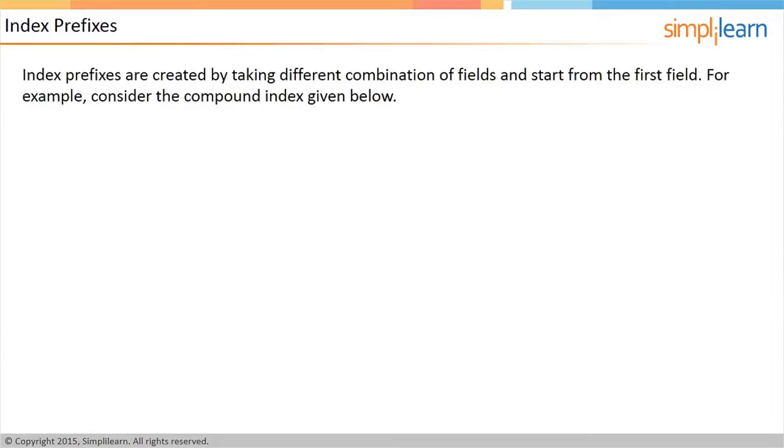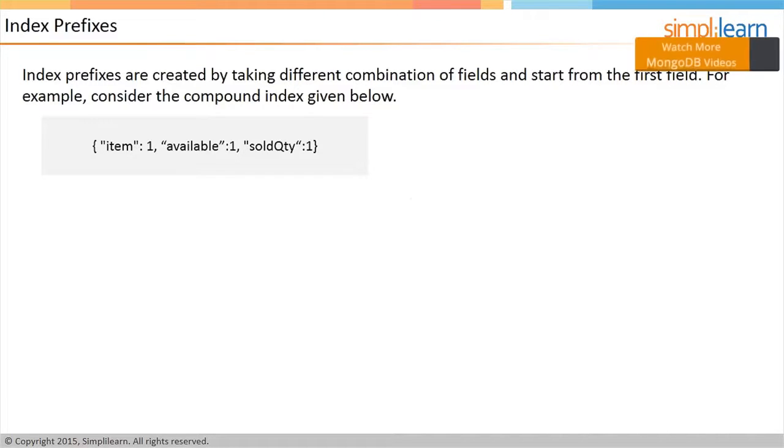Index prefixes are created by taking different combinations of fields and typically start from the first field. For example, consider the compound index given on the screen. It has item in the ascending order and available in the ascending order as the index prefixes. MongoDB uses a compound index even if the find queries are for index prefix fields. It uses indexes for querying the item field, the available field, and the sold quantity field.